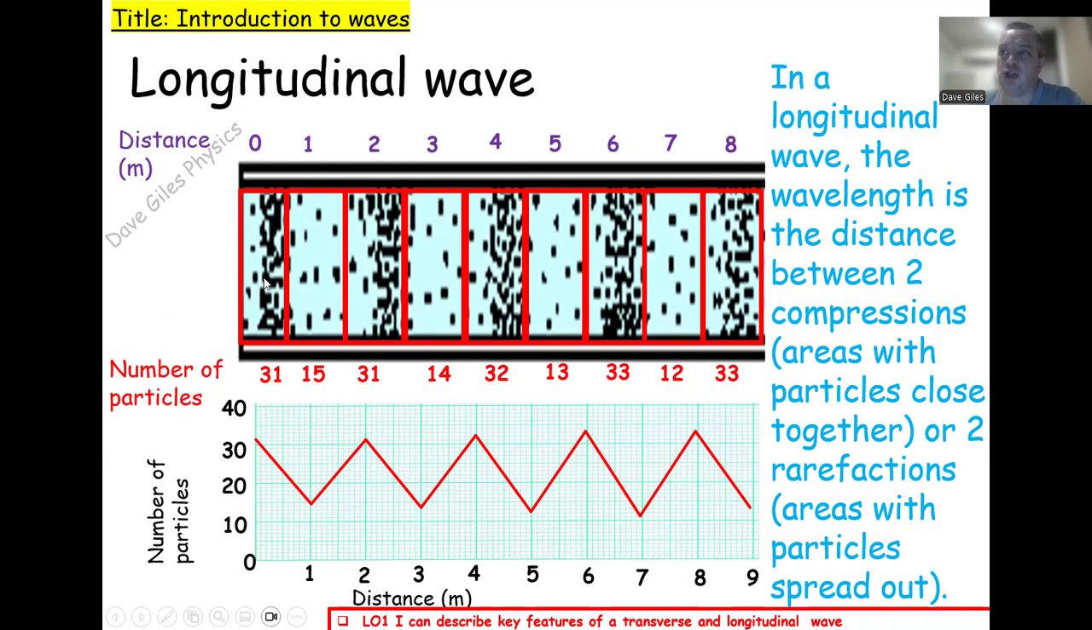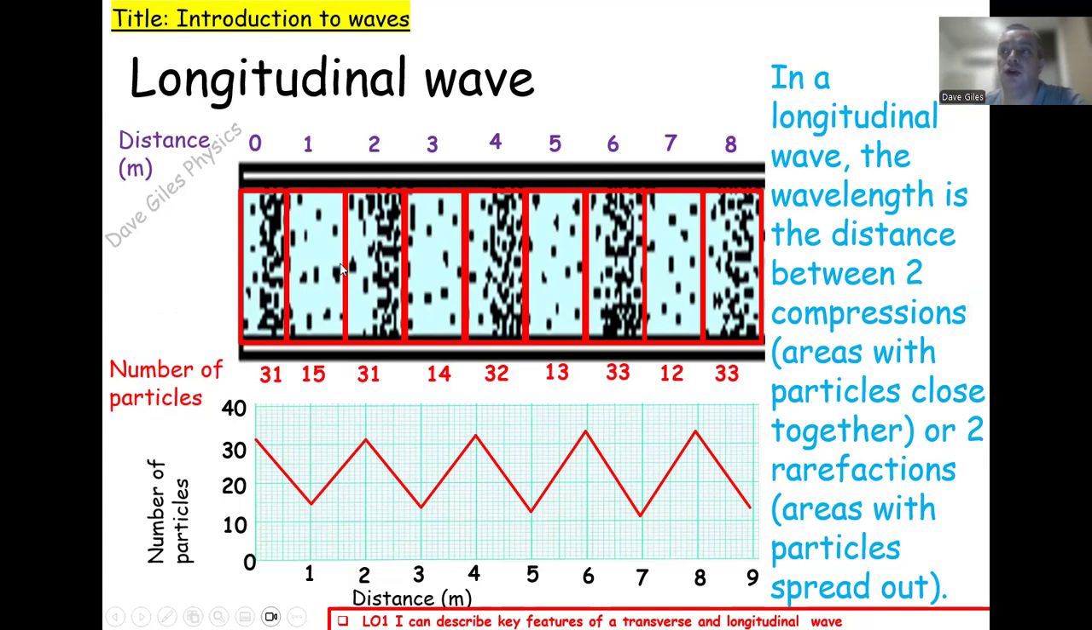So this is a compression here. It's because the particles are compressed together. So at 0 meters here, at 2 meters, that is a compression, or two rarefactions. So a rarefaction is a bit where the particles are actually a little bit more spread out. So you can see it goes compression, rarefaction, compression, rarefaction.